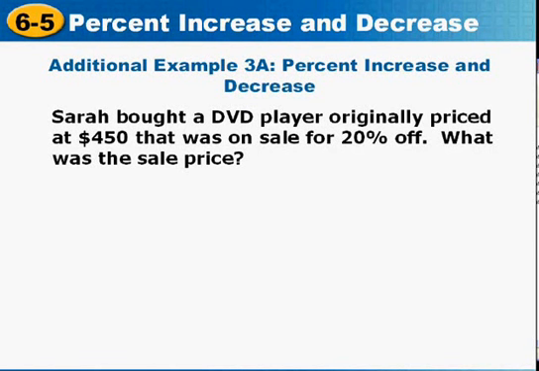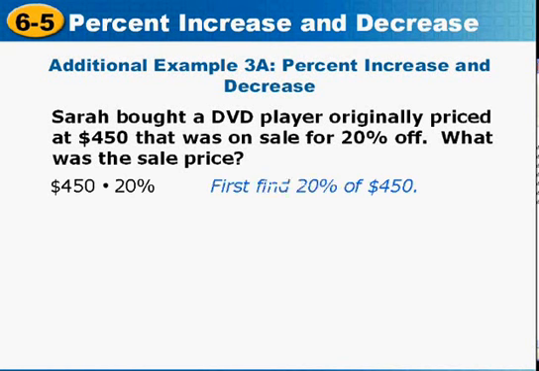Here's the first example. Sarah bought a DVD player originally priced at $450 that was on sale for 20% off. What was the sale price? So remember, when you take discounts, you multiply the amount by the discounts. And usually discounts are percents, and you can't multiply a percent. You have to change that percent to a decimal. So we're going to multiply it by a decimal and we get $90.